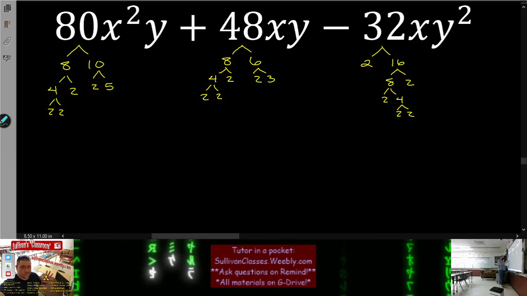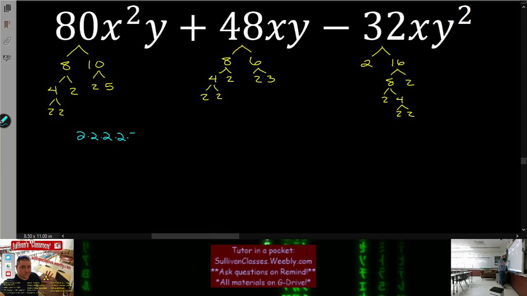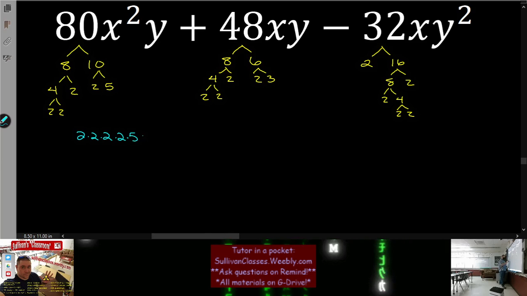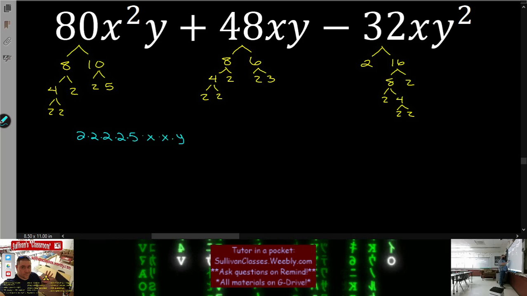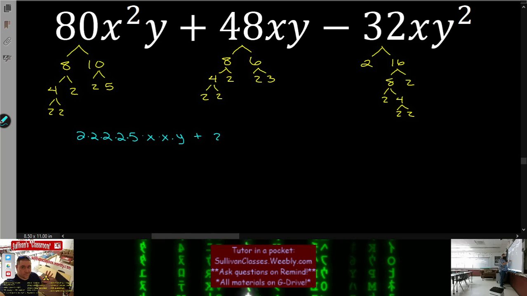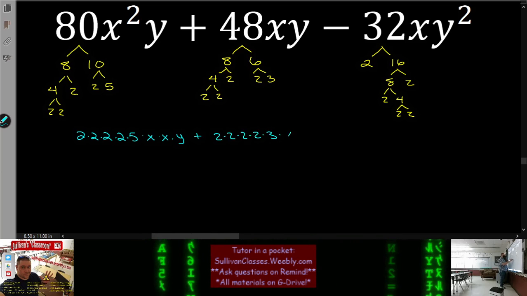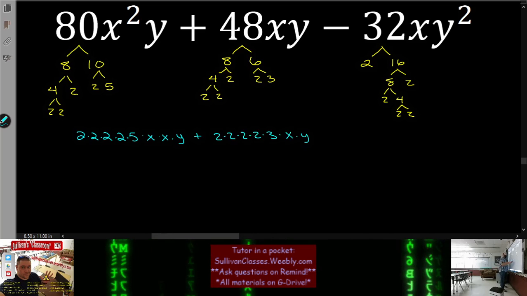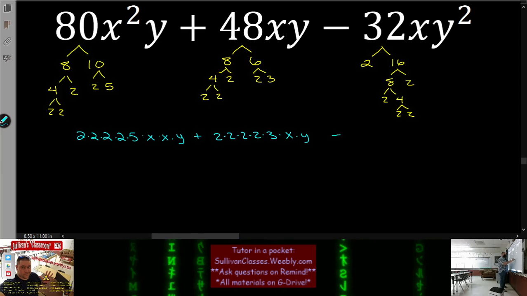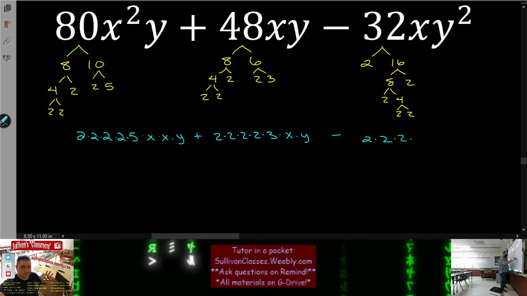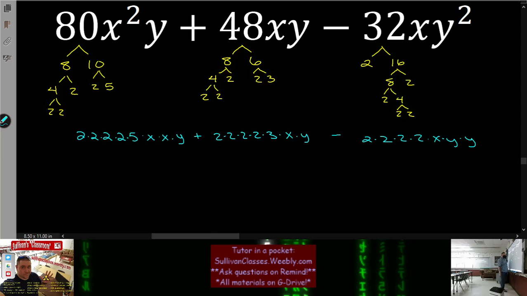So the first one, I've got a 2, a 2, a 2, a 2, 5. And then x squared, so I'll put a pair of x's and a y. Next one, I've got a 2, a 2, a 2, a 2, a 3, an x and a y. Last one, it said minus here, so I'll just put a minus here. We've got a 2, a 2, a 2, a 2, x, and a pair of y's because it's y squared.